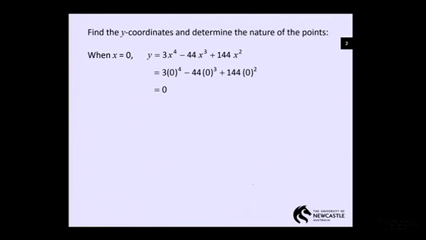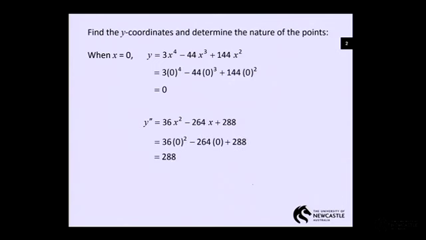So the first one is (0, 0) by the looks of it, and then they've tested out their second derivative. Again in the book, it just says y double dash is greater than 0. That didn't just appear from nowhere. All right, what you've got to do is substitute 0 in and you get your 288, which is greater than 0. So it's been summarised in the book.